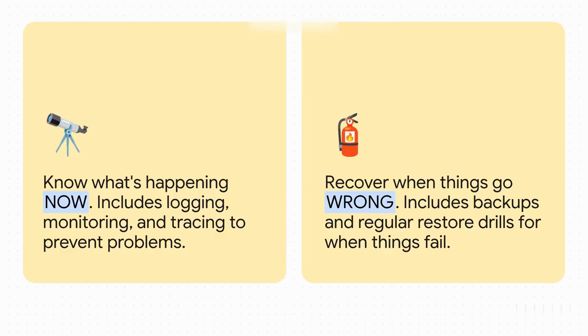On one side, you've got observability. That's your logging, monitoring, and tracing. This is all about knowing what's happening right now, so you can stop problems before they start. On the other side is disaster recovery. That's your game plan for when things, inevitably, do go wrong.